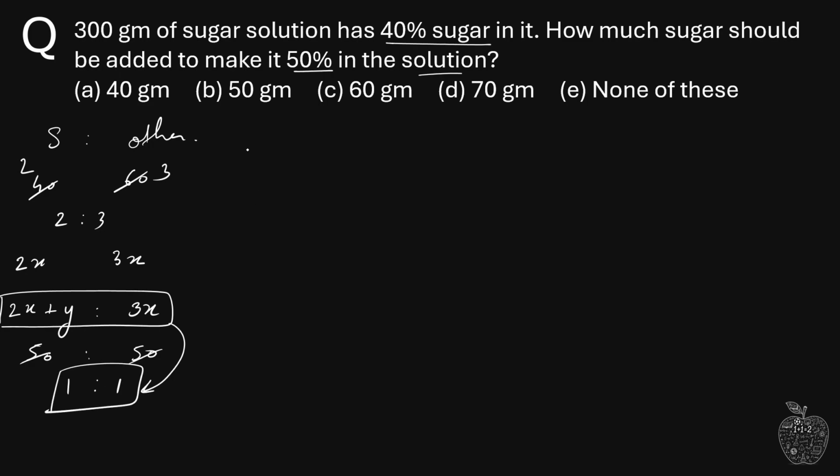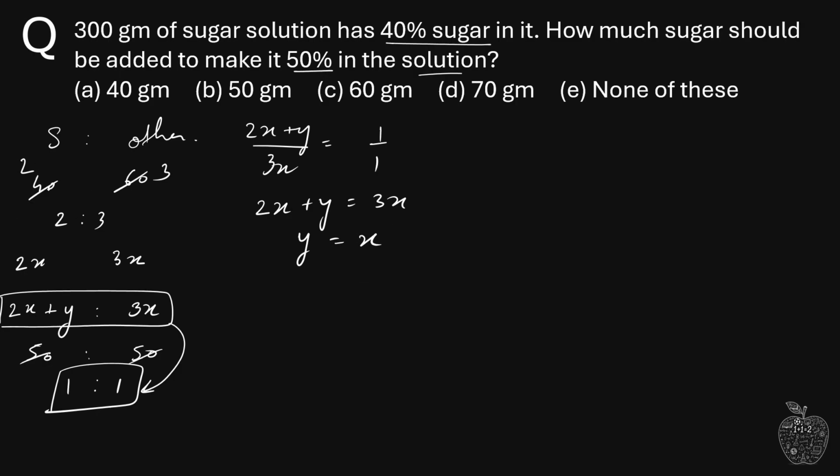All right. So I can write it as (2x plus y) divided by 3x is equal to 1/1, right? So I can say that 2x plus y is equal to 3x, or I can say that y is equal to 3x minus 2x. So y is equal to x. Now what is this x here?